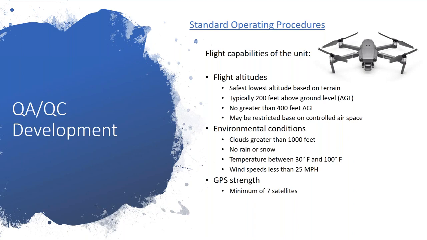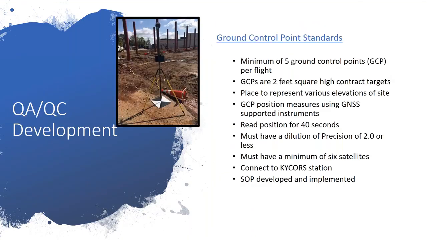And then for our GPS strength, we require a minimum of 7 satellites to be visible on our equipment. That way we know we've got good control, because this drone actually talks to the GPS satellites and wants to know where it is all the time. And so if you don't have a good connection, that's when you're likely to lose a signal and actually lose your drone.